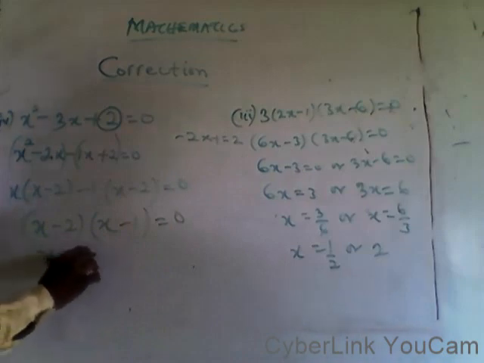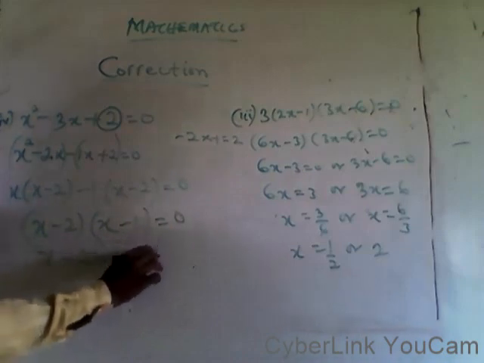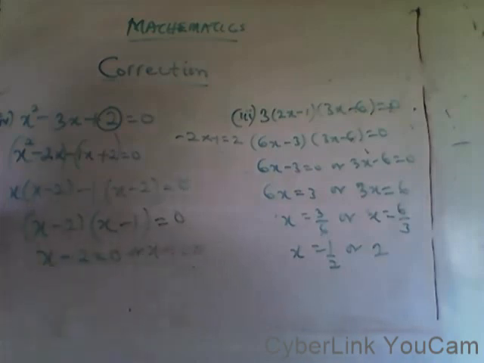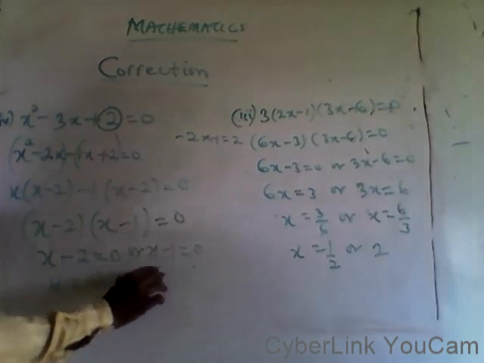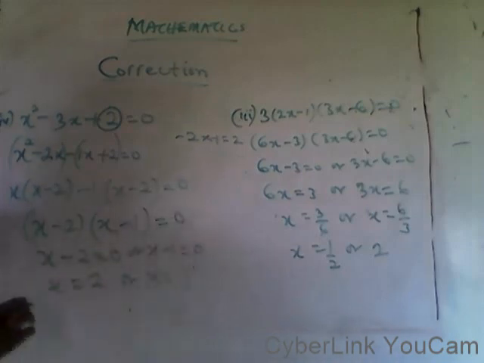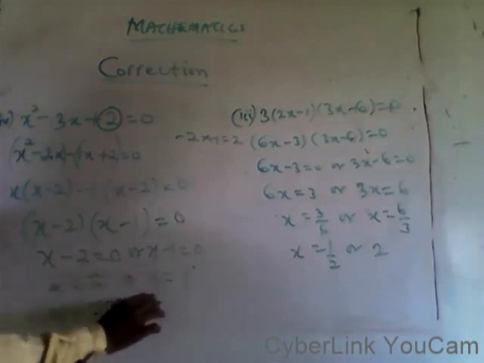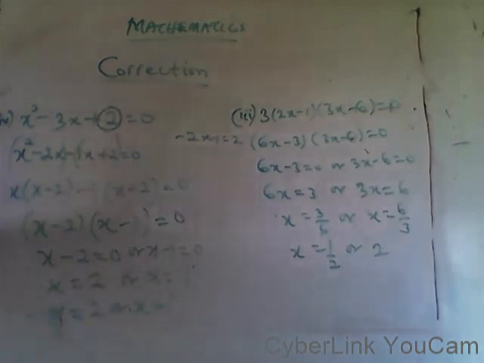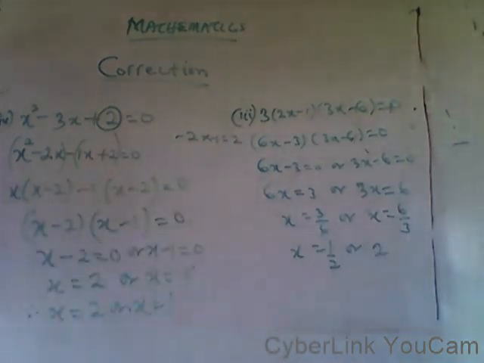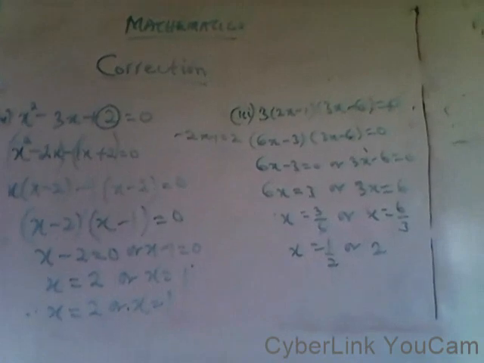So you take each one after the other. x minus 2 equals 0, or x minus 1 equals 0. So from here, you have your x to be 2, or x to be 1. Therefore, x equals 2, or x equals 1. You see that? So that is how you solve that. So we also go to the next question, which is question number 5, for the correction that we are doing.